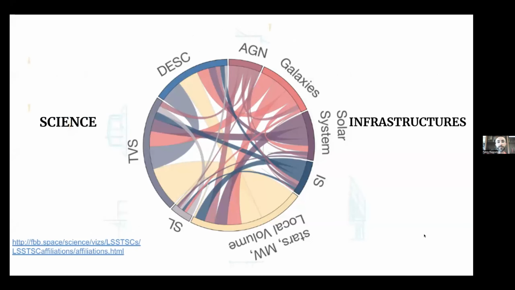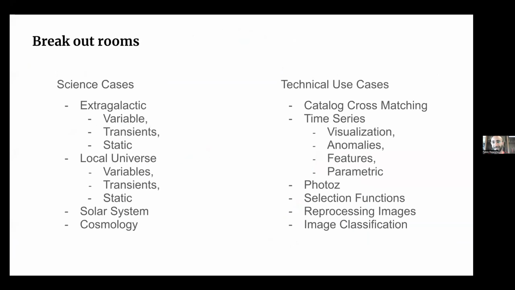Can you go to the next slide? How we did that: we started from the science. We discussed through all the science collaborations that were represented by the people in the workshop, and then we set the discussion on different structures of the infrastructures. We built science cases on the part of the science: extragalactic science, such as variable, transient, static science, and the same for the local universe. Then we also had breakout rooms for solar system and cosmology.